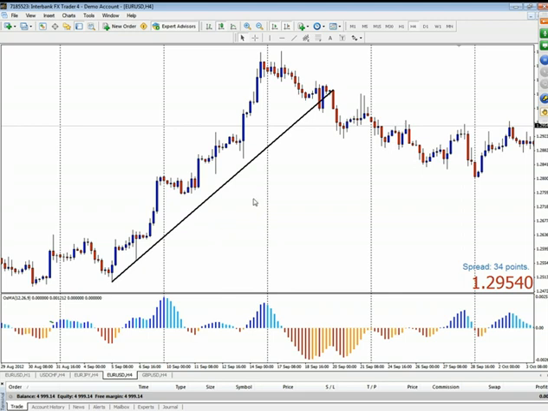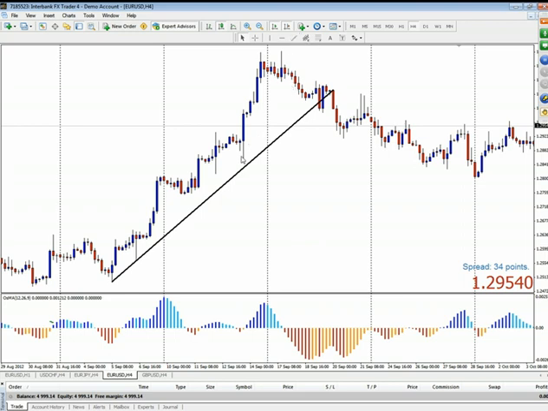I know there's people who'll start drawing channels and they'll draw like 20 trend lines on your chart, and all that's going to do is clutter up the chart like a bunch of indicators does and confuse you. So you don't want to do that.